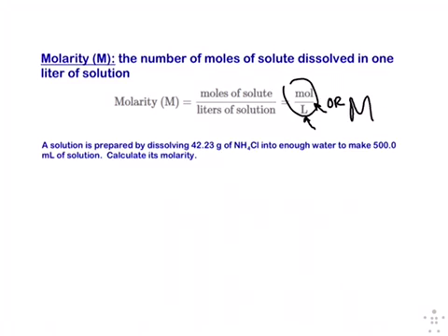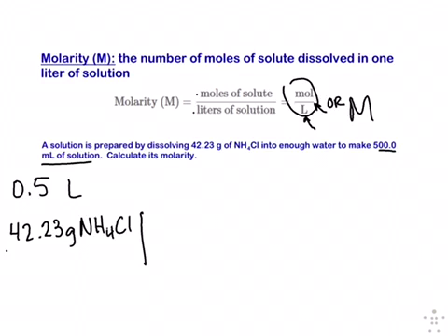But anyway, to do a problem, it says a solution is prepared by dissolving 42.23 grams of ammonium chloride into enough water to make a 500 milliliter solution. Calculate its molarity. So we need the moles of the solute divided by the liters of the solution. The solution is 500 milliliters, so we need to convert that to liters. So that would be 0.5 liters, correct?